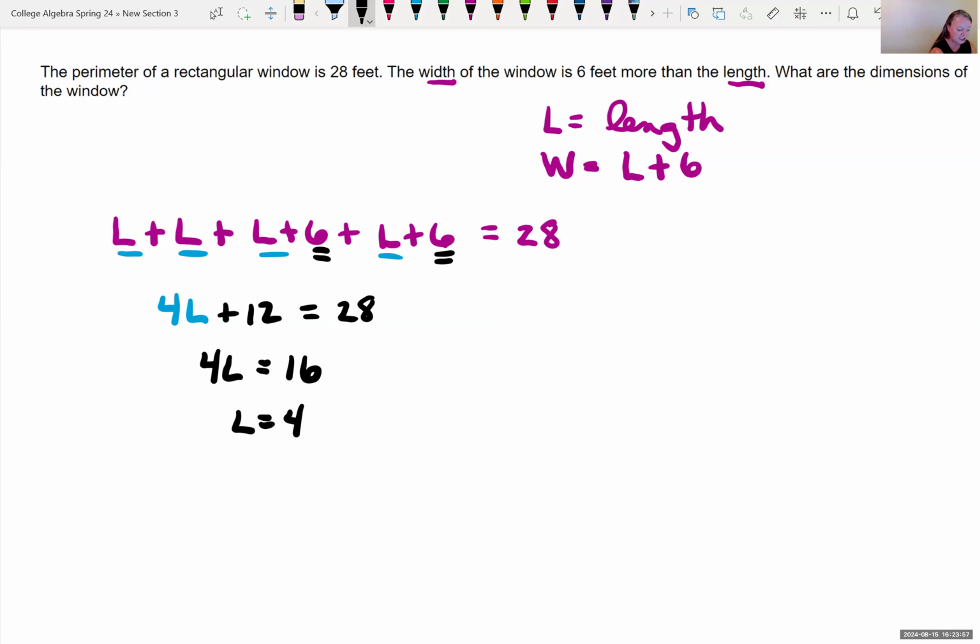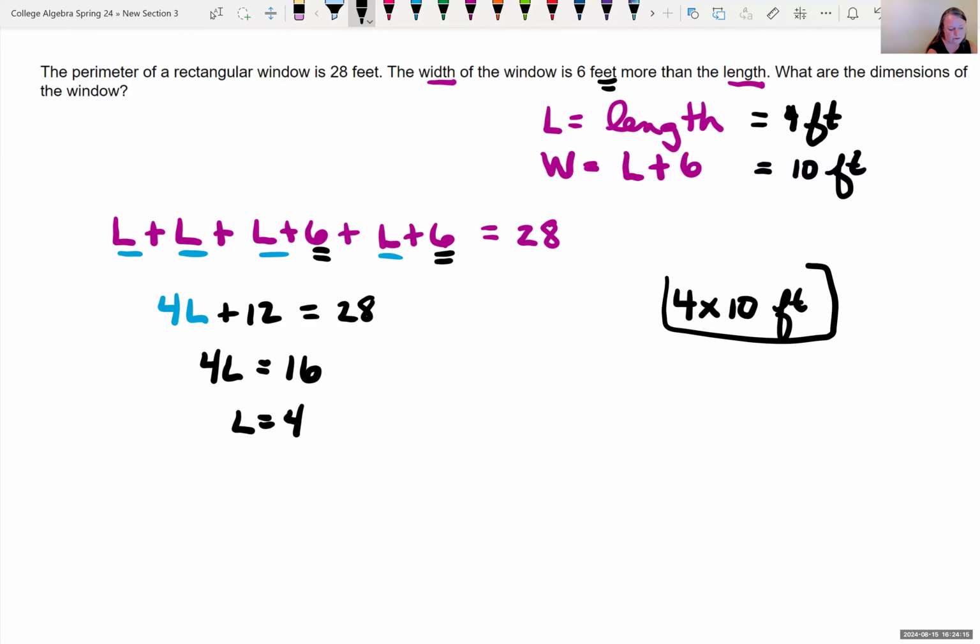So we know the dimensions, and this is in terms of feet. So the length is 4 feet, and the width is 4 plus 6, so 10 feet. So the dimensions are 4 by 10 feet for that window with those conditions.